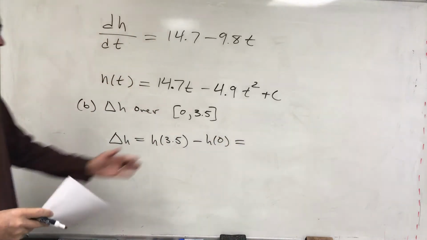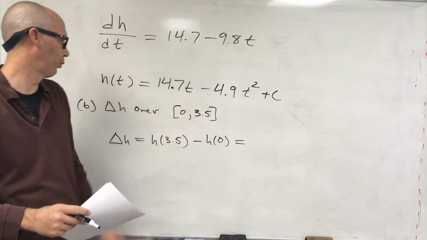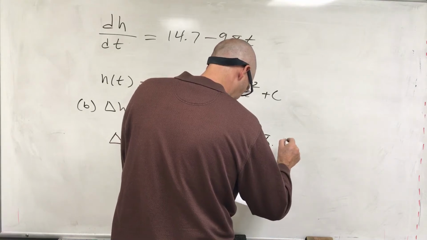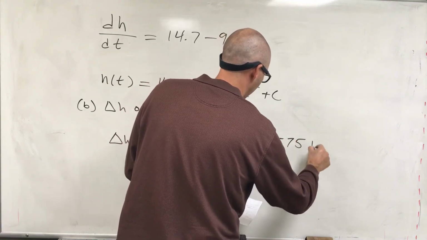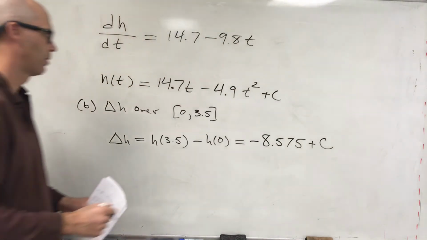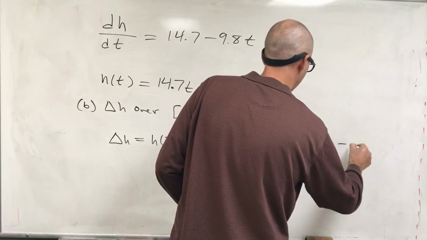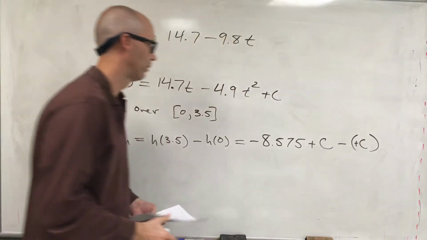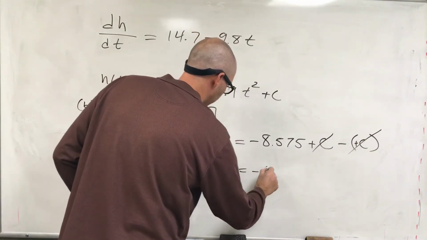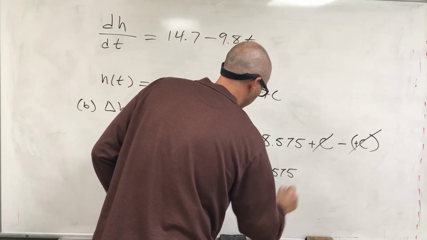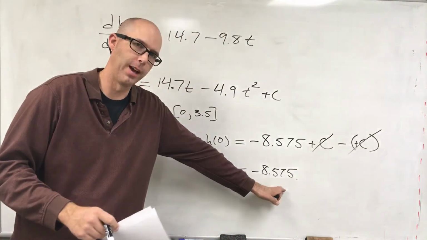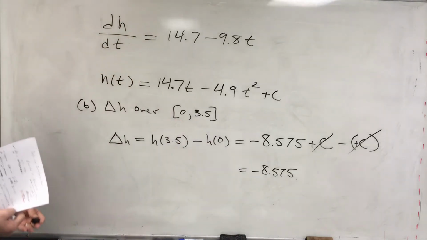Okay, h of 3.5, and you can check, you plug in 3.5 into each of those spots, and you get negative 8.575 plus c, minus positive c. Again, those cancel. We see that actually gives you exactly the same answer that we had for part B using the graphical approach.